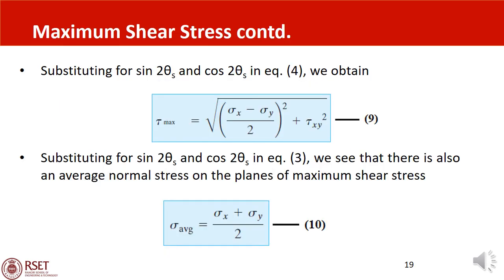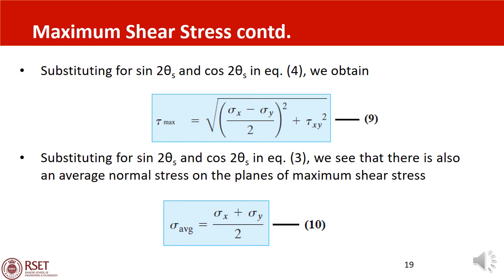The trigonometric relations obtained from the diagram for sine 2 theta s and cos 2 theta s can be substituted in the expression for tau x dash y dash, that is in equation 4. We get the value of maximum shear stress, tau max equal to square root of ((sigma x minus sigma y) by 2) the whole square plus tau xy square, and we call this equation number 9.